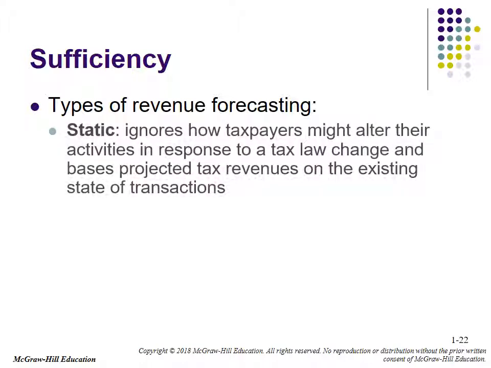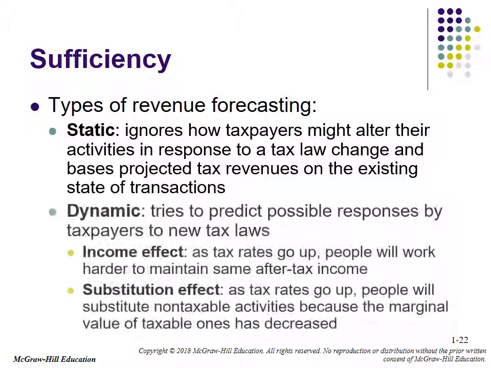Okay, so some more information about sufficiency. We should forecast our revenue. Static ignores how taxpayers might alter their activities in response to a tax law change. Dynamic says, let's see if we make this change, what's going to be the effect of the new tax law? Are we going to still be able to pull in the money we want?